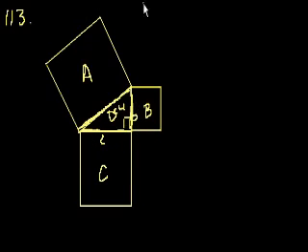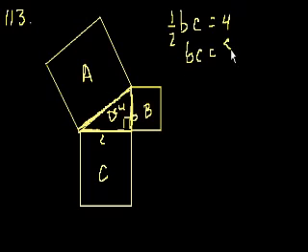So we already know that if the area of this triangle is 4, then little b times little c, so height times base times 1/2, is equal to 4. That also tells us that little b times little c is equal to 8. I don't know what that does for us. Let's read the statements. Statement number 1. The area of square region B is 9. So B is equal to 9.